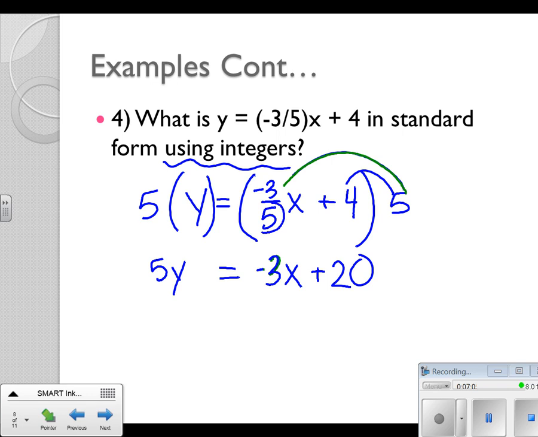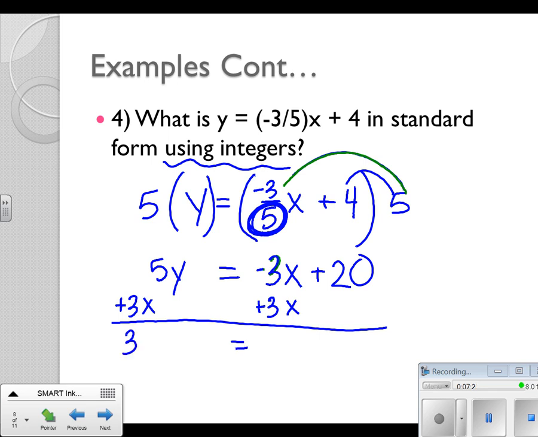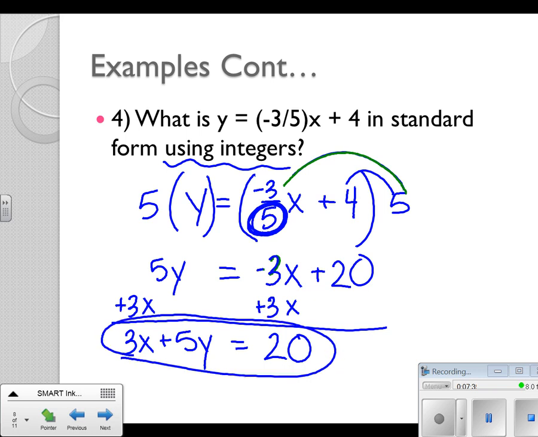So what you do is you multiply both sides by the denominator if you want to get rid of it. And then we want to get the x over to the left side. So to get rid of negative 3x, we're going to add 3x to both sides. So then we're left with 3x plus 5y equals 20. Now our a would be 3, our b is 5, and the c is 20. So they're all integers, and this would be in standard form.